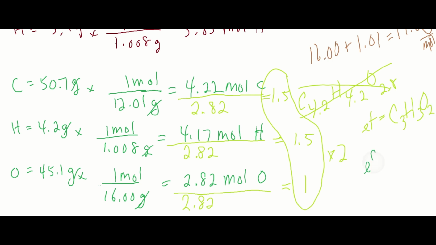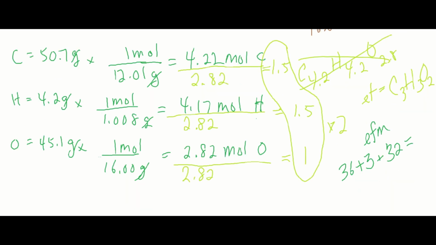So now let's get the empirical formula mass. Carbon is 12 times 3 is 36. Hydrogen, there's 3 of them, so that's 3. And oxygen is 16 times 2 is 32. So the empirical formula mass of the compound in part B is 71 grams per mole.